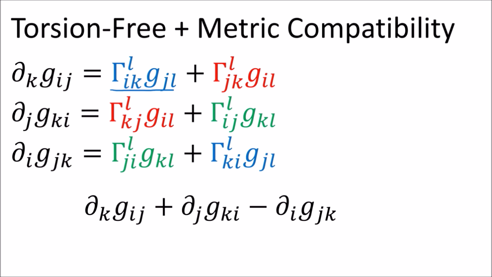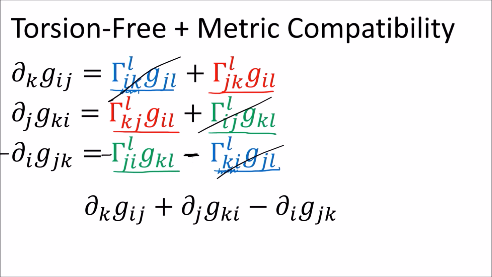Notice how the blue terms are the same because the torsion-free property lets us swap the lower indexes of the Christoffel symbols. And by the same reasoning, the red terms are both equal and the green terms are both equal. So since this third derivative is negative, I'm going to write negative signs in front of this third equation. And adding all these together, we see that the blue terms cancel, the green terms cancel, and the red terms add together. So this expression is just equal to twice the red term.